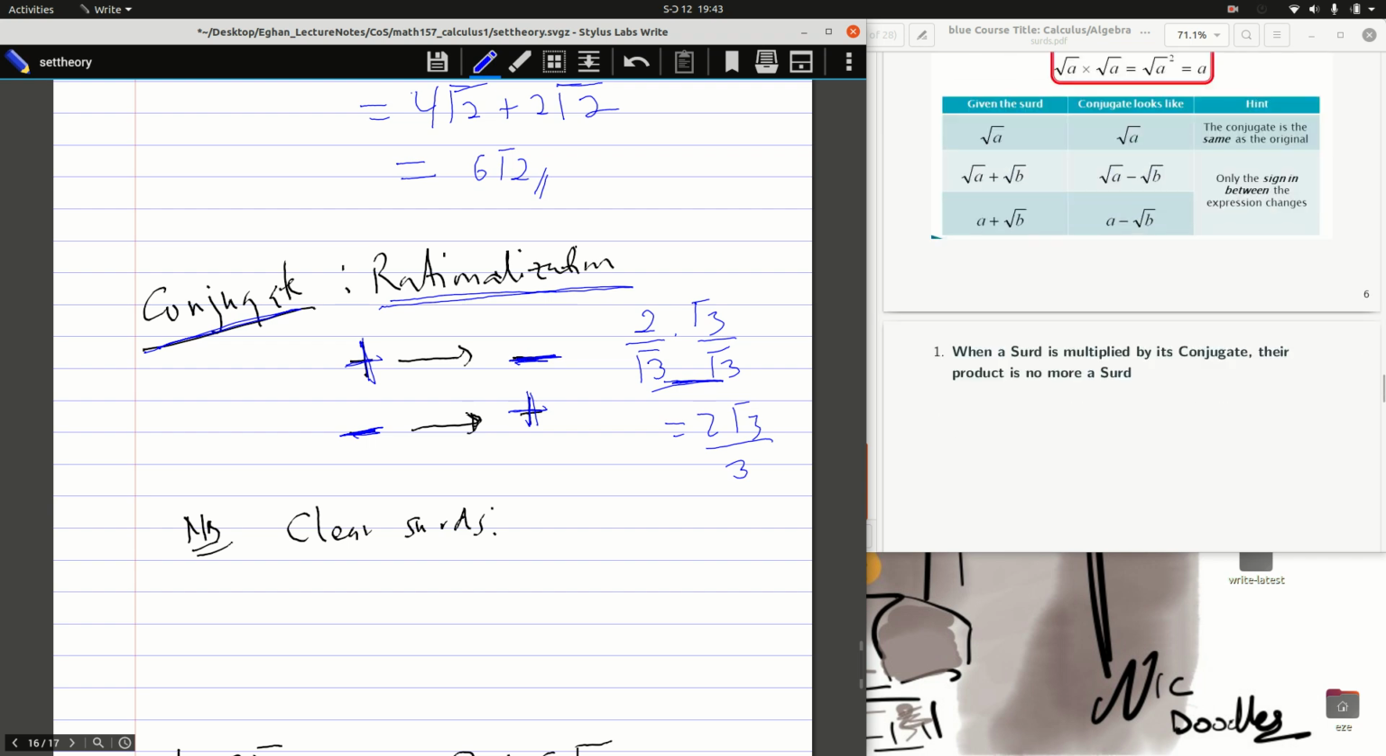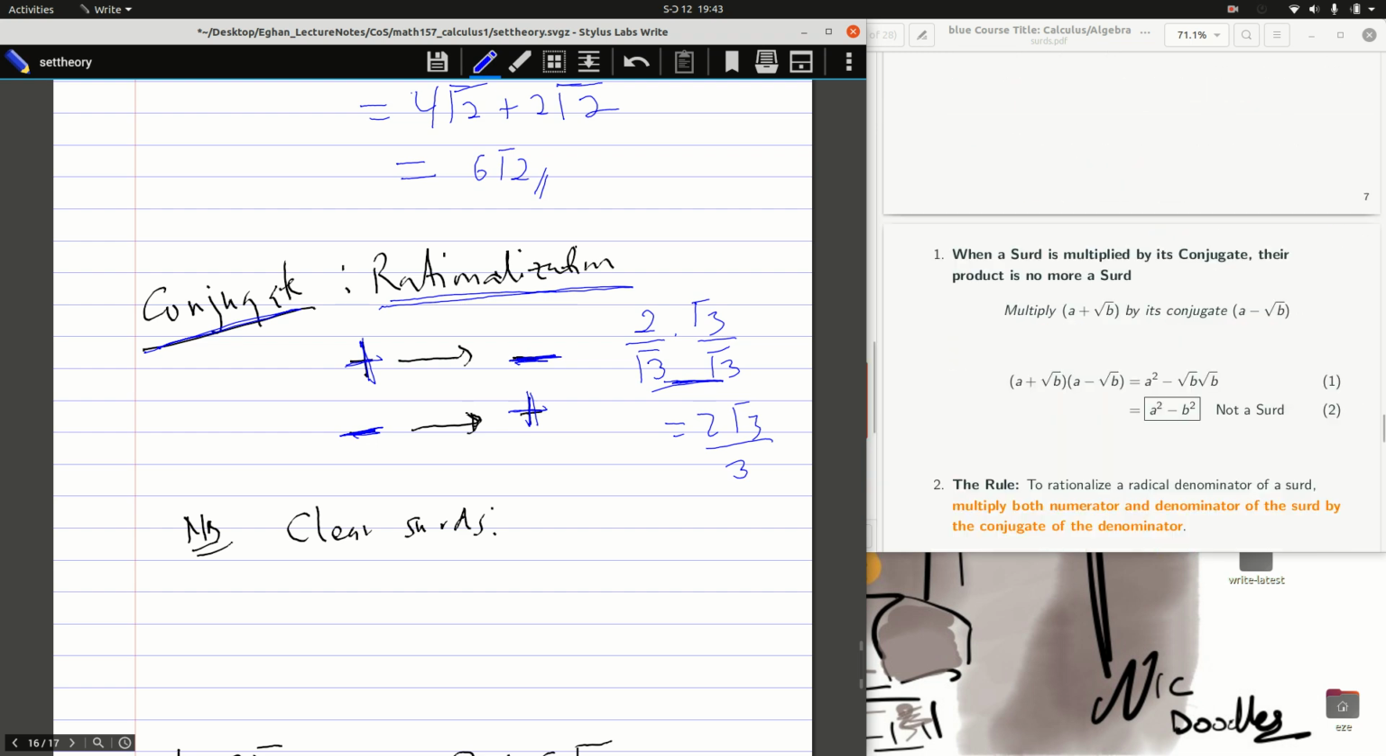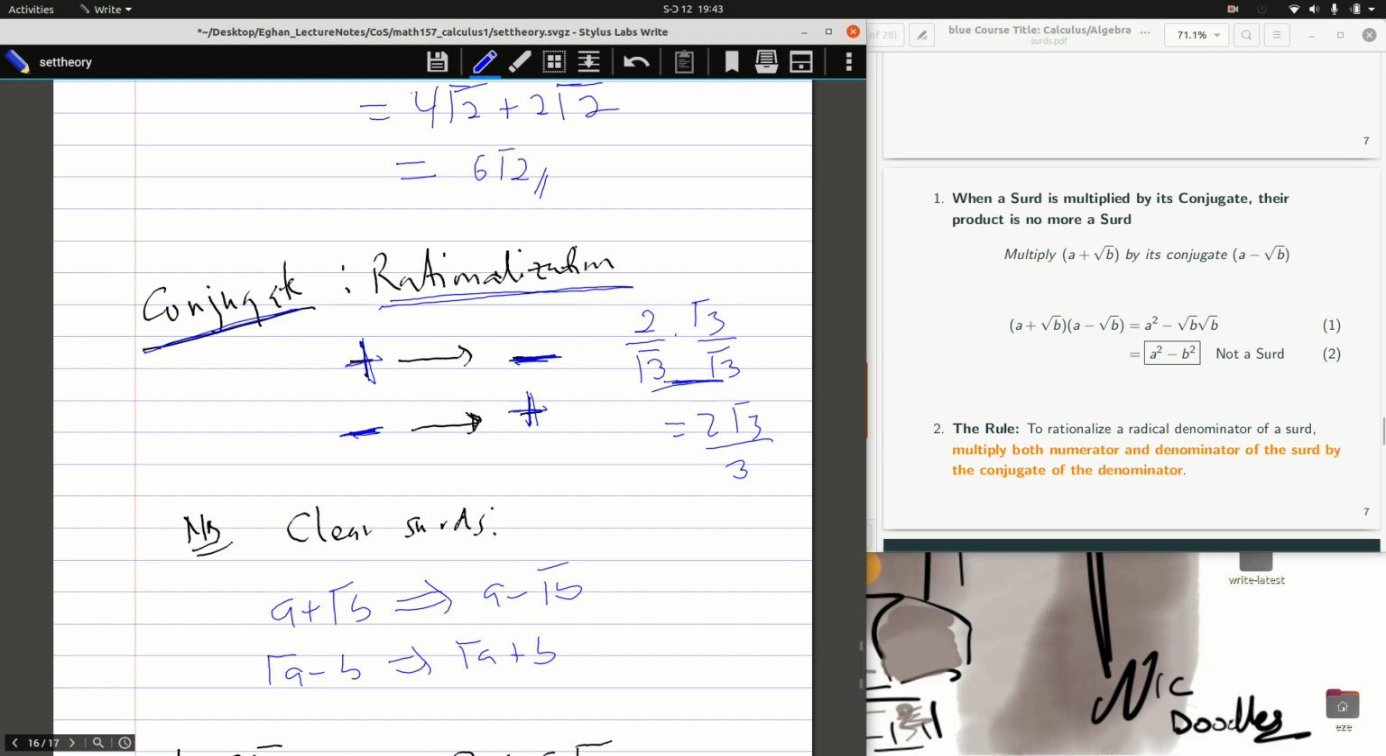At the end of the day, we are going to clear out the surd, or the radical. It is interesting to note that if I multiply two conjugates, it is no more a surd, like in slide 7, equation 1 and equation 2. You can try that out. When you multiply the conjugate, so a plus root b, its conjugate becomes a minus root b. Or if I have root a minus b, its conjugate becomes root a plus b. If I multiply them, it clears the surd.